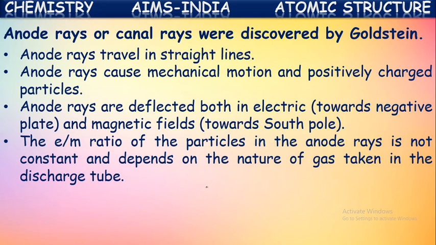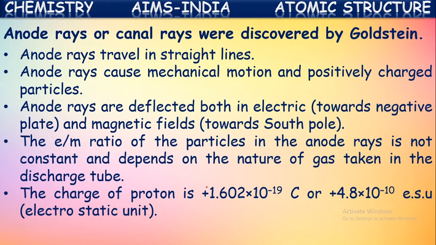Okay, next one. The e/m ratio, the specific charge of these anode rays, is not constant. This specific charge changes and depends upon the nature of the gas taken in the discharge tube. It changes from gas to gas. That means the positively charged particles vary from gas to gas. So the specific charge of anode rays depends upon the gas taken in the discharge tube.